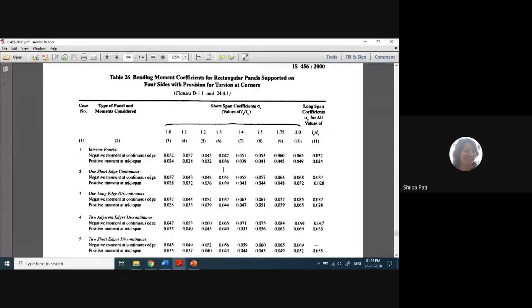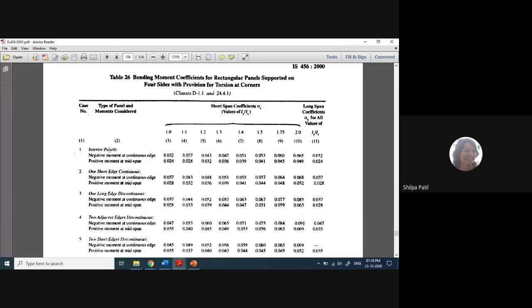So again here the Ly by Lx ratios are given, and the Mx and My values are to be given. All these values from column number 3 to 10 are for alpha x, and for alpha y, the values given in column number 11 are to be used.